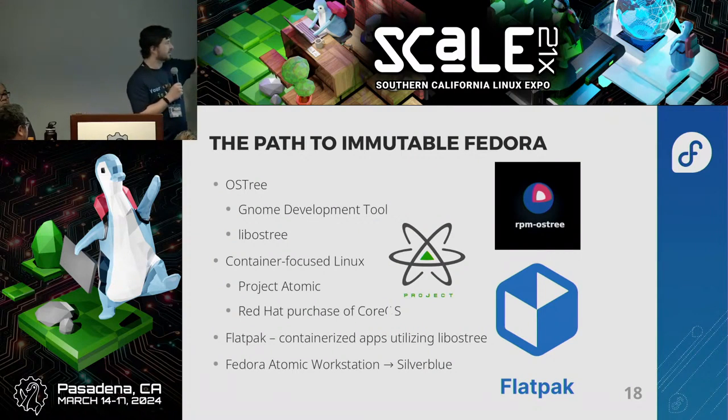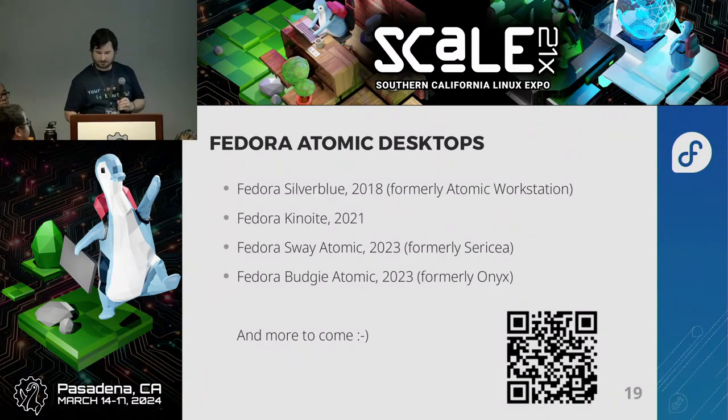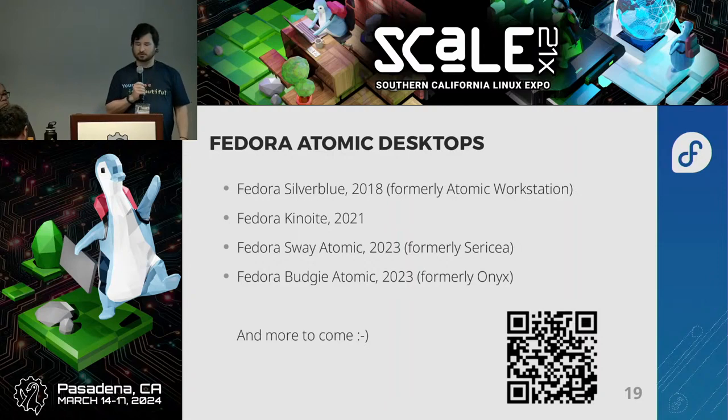And so eventually, all those kind of converged into Fedora Atomic Workstation, which became Silverblue, the Silverblue we all know and love today. Silverblue was coined in 2018. It was formerly called the Atomic Workstation. Now we have several of them called the Fedora Atomic Desktops.